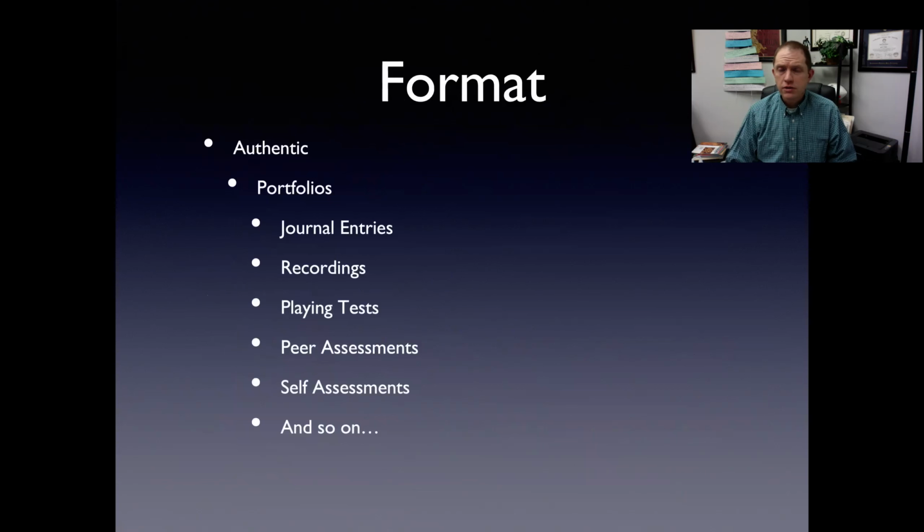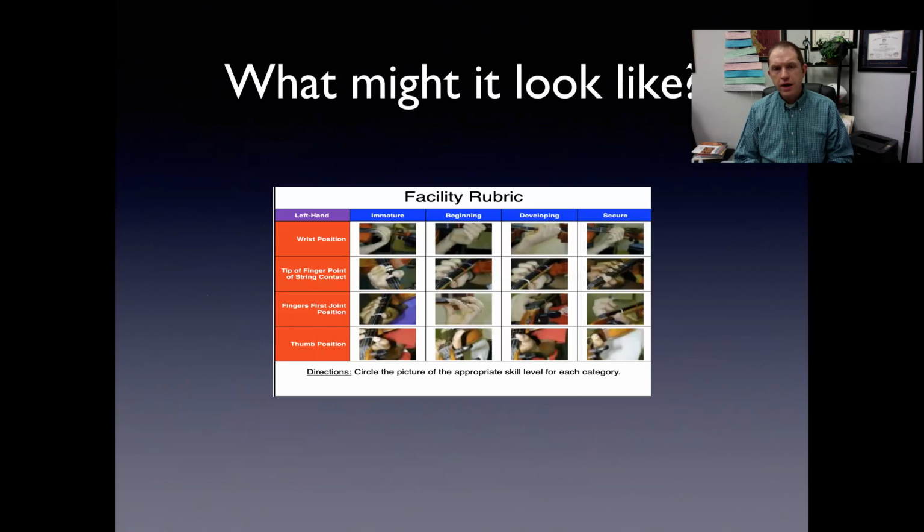I also want to show what this looks like at the beginning ensemble level, okay? So this might be a rubric. So this is a string rubric, okay, where we look at wrist position. And this allows us to, now, if we had stand partners, group A warms up first and group B watches, group B is going to be able to look at their stand partner and circle what each one of these look like. Tip of a finger on the string, finger's first joint position, thumb position. Okay? Circle the picture of the appropriate skill level for each category.